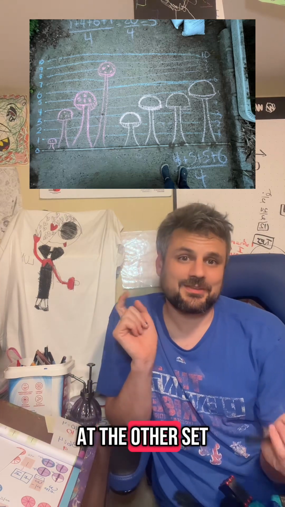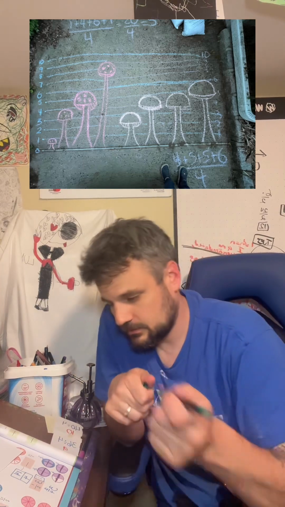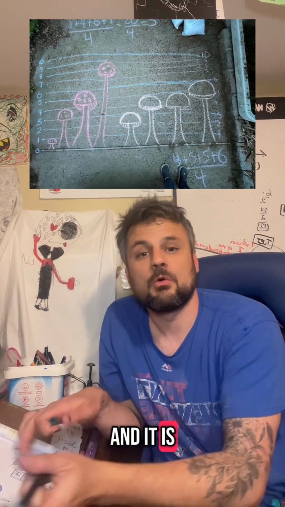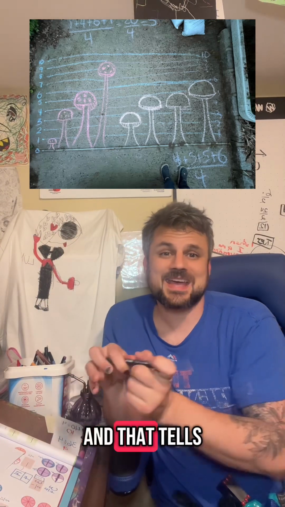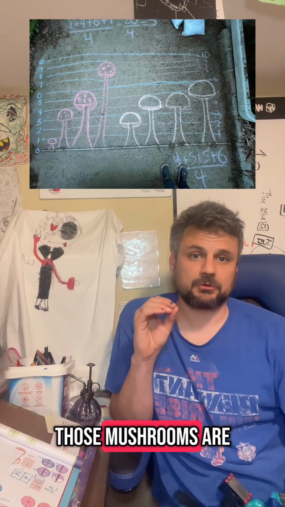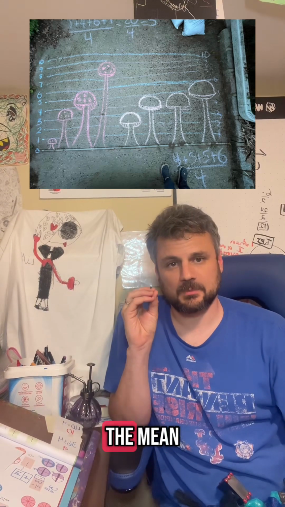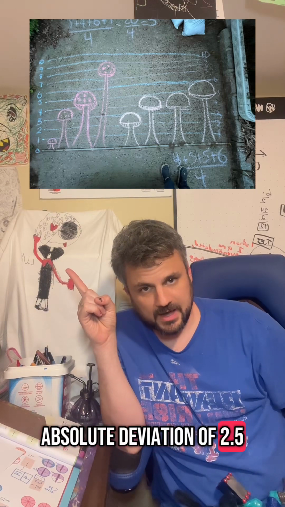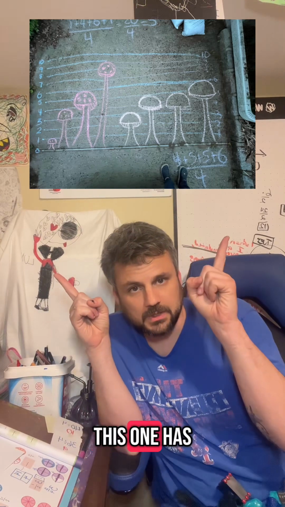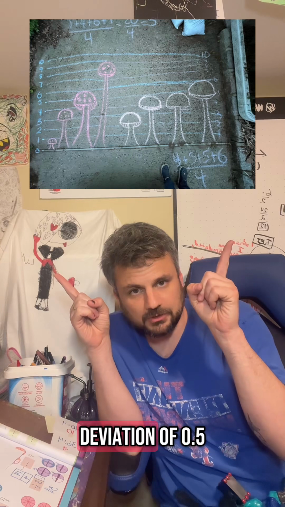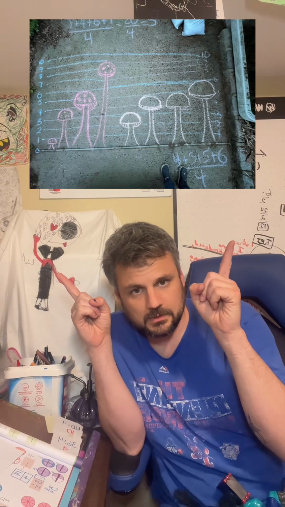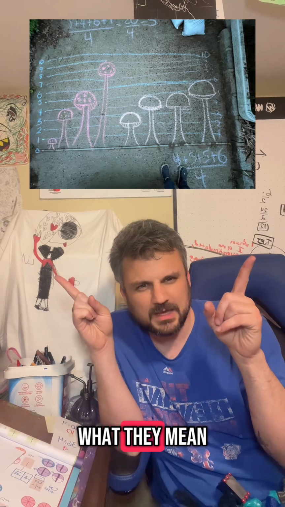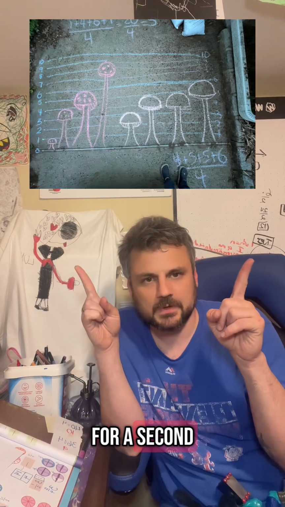If I look at the other set, I can calculate the mean absolute deviation, and it is 1/2. And that tells me that on average, those mushrooms are only 1/2 inch away from the mean. So this image has a mean absolute deviation of 2.5. Stay with me. This one has a mean absolute deviation of 0.5. If you need to go back and figure out how to calculate those, that's fine, but just think about what they mean for a second.